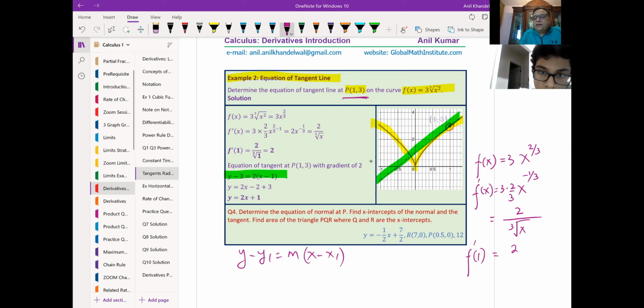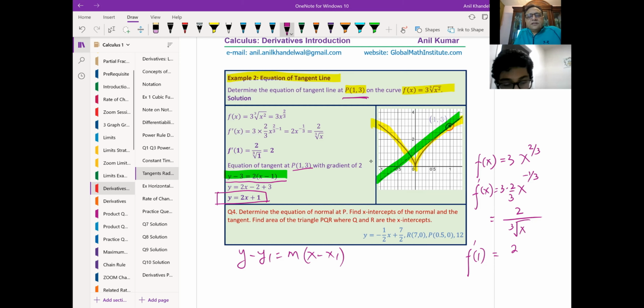Substituting the value of m as 2 at the given point 1, 3, we get y minus 3 equals 2 times x minus 1. Now you can simplify this. It comes to y equals 2x minus 2 plus 3, which is y equals 2x plus 1, correct? So you get the equation of the tangent line.